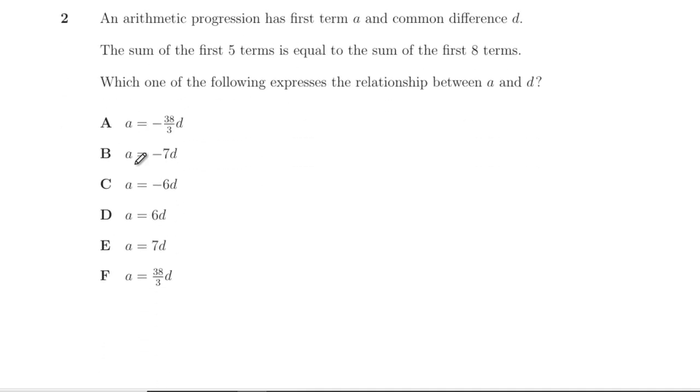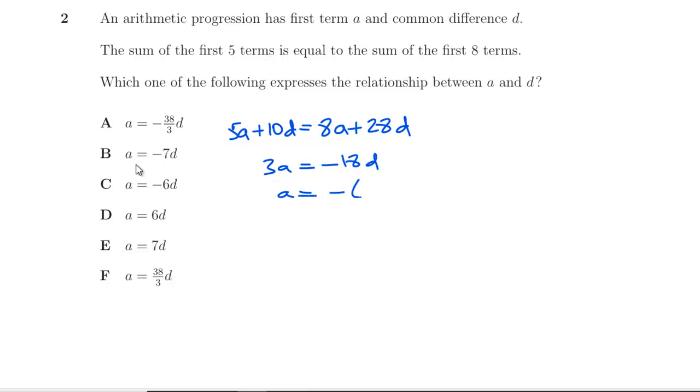Question 2, arithmetic progression, first term a, common difference d. Sum of the first 5 terms is equal to sum of the first 8 terms. All right, relationship between a and d. So the first 5 terms, we're going to get 5 lots of a, and then 4 triangular of d, so that's going to be 10d, and that'll be 8 lots of a and then 7 triangular, so 28 lots of d. So I've got that 3a is minus 18d, a is minus 6d. C.